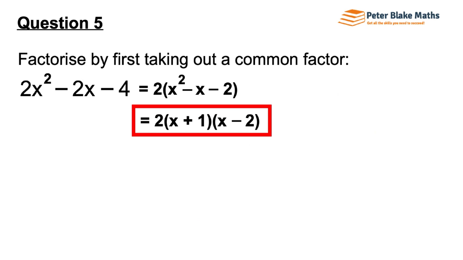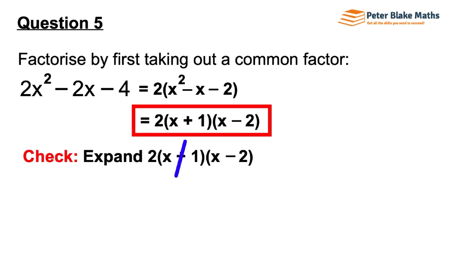Let's expand and double check though. If we expand this, we'll split that first bracket and we'll have the 2 out the front to begin with, but when we split that first bracket, we'll have the x outside of x minus 2 plus 1 outside of x minus 2 in that square bracket.